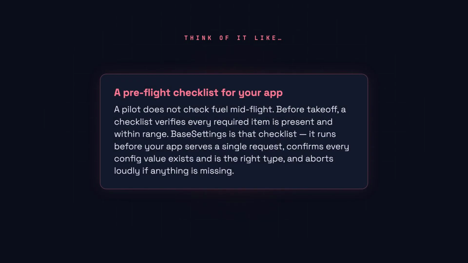Think of a pilot's pre-flight checklist. Every required item, fuel level, tire pressure, radio frequency, is verified before the plane leaves the ground, not discovered missing at 30,000 feet. BaseSettings works exactly the same way. It collects all your configuration requirements in one place and validates them at startup, so you get a clear error message immediately, rather than a mysterious crash inside a live request handler.